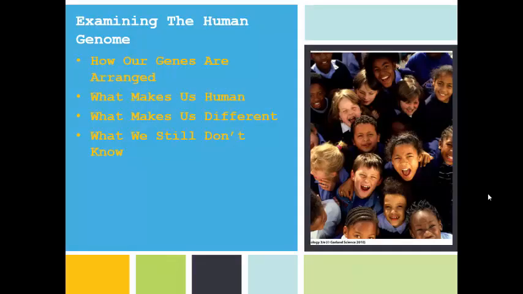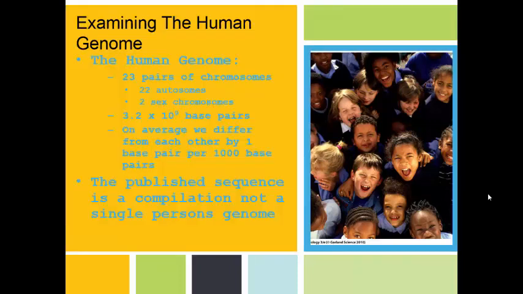Let's wrap up this chapter by examining the human genome. To do this, we are going to discuss how our genes are arranged, what makes us human, what variations are present within our population, and finish up by discussing briefly what we still don't know. We've mentioned it before, but the human genome is the entirety of our genetic information.